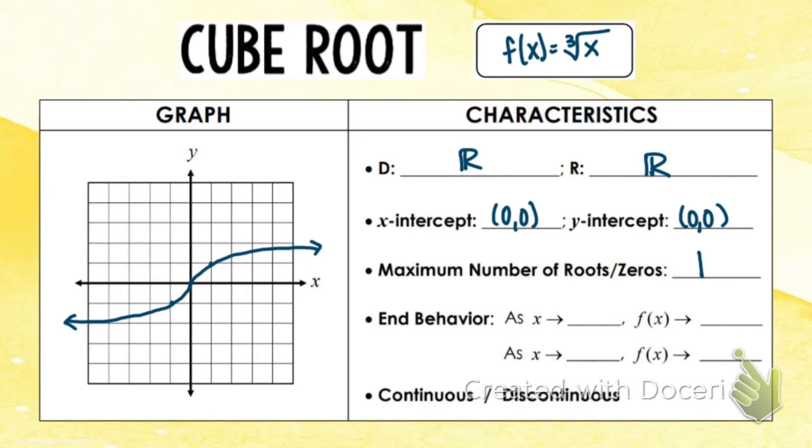All right, end behavior. As x approaches positive infinity and negative infinity, we want to ask ourselves, what direction does f of x go? So on the right end, it goes up, and on the left end, it goes down. And this function is continuous.